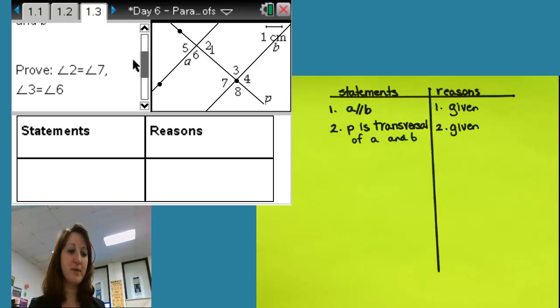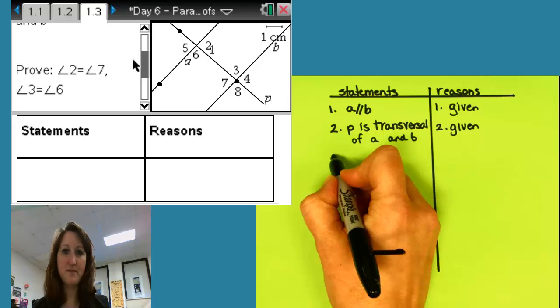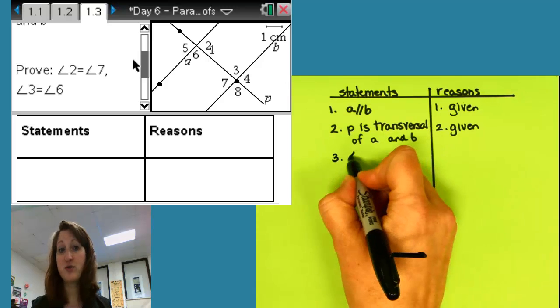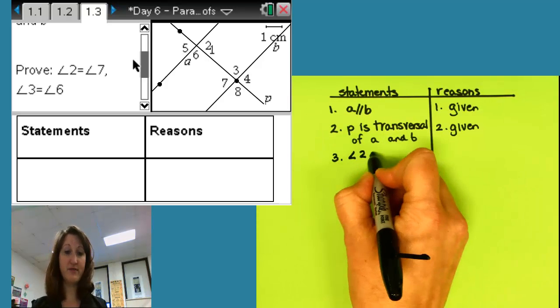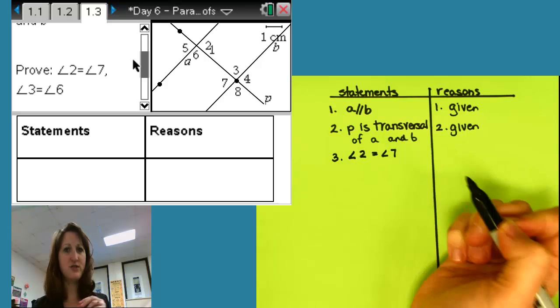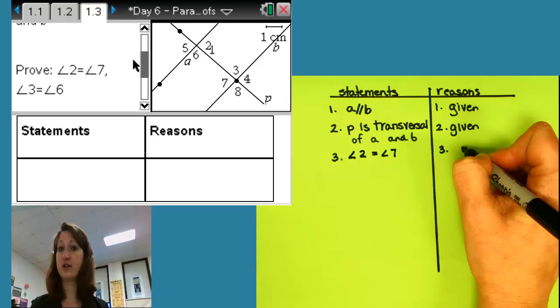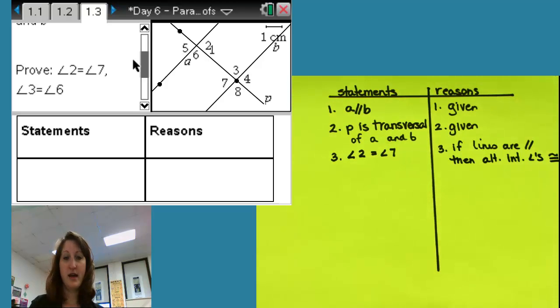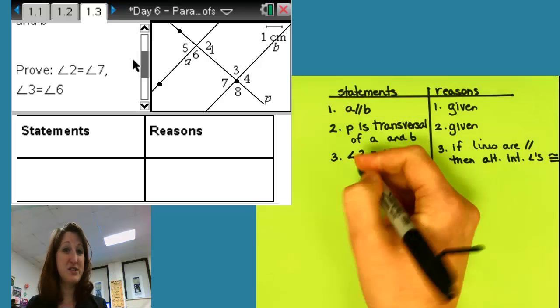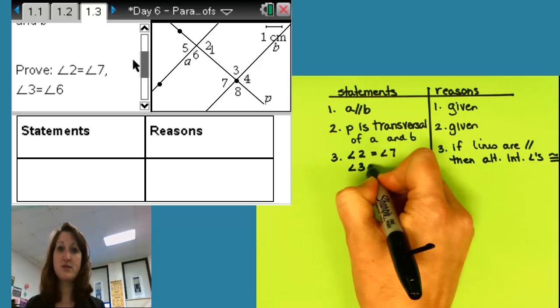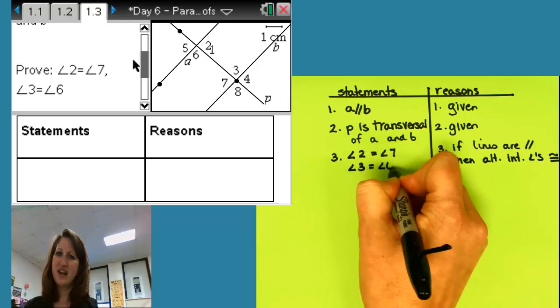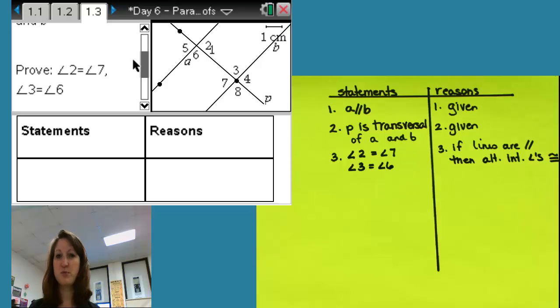So, to write this proof up, the first thing that I'm going to do is put in my givens. A is parallel to B, and P is the transversal of A and B. And then really all I have to do is say that angle 2 is equal to angle 7, because if lines are parallel, then alternate interior angles are equal. And because angle 3 and angle 6 are also alternate interior angles, I can put that in the same step because it has the same reason. So that was a pretty simple proof.